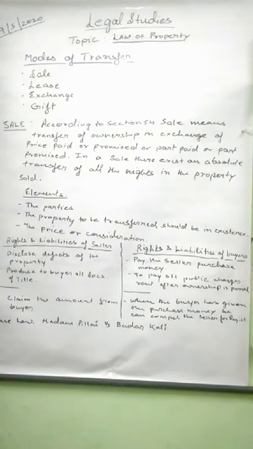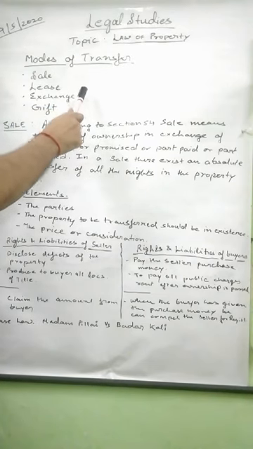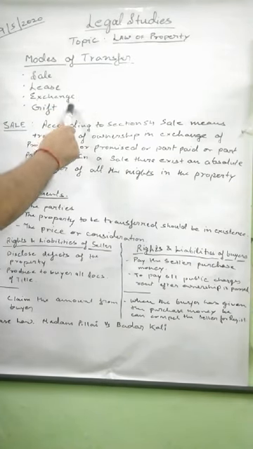So, what is mode of transfer? Actually, for transferring, there are different kinds of modes by which we can transfer immovable property. In your textbook, there are 4 types of modes given. The first one is sale, the second one is lease, the third one is exchange, and the fourth one is gift.